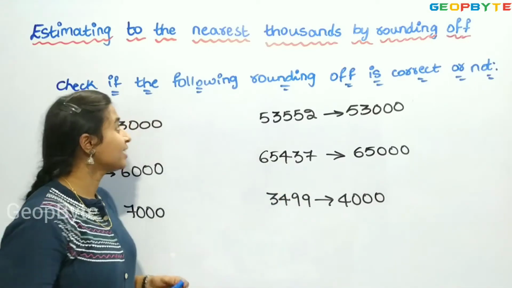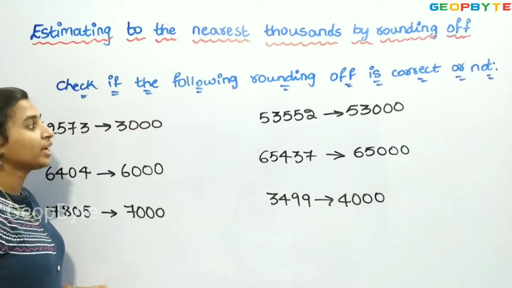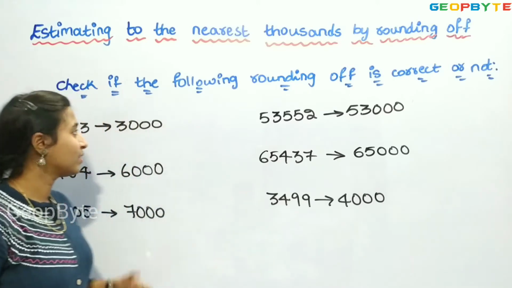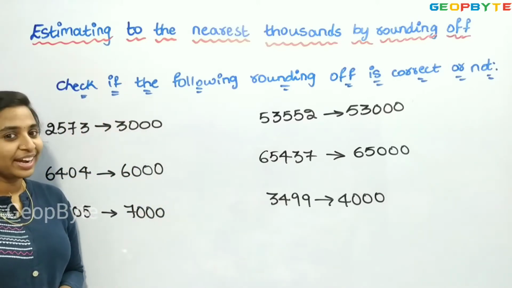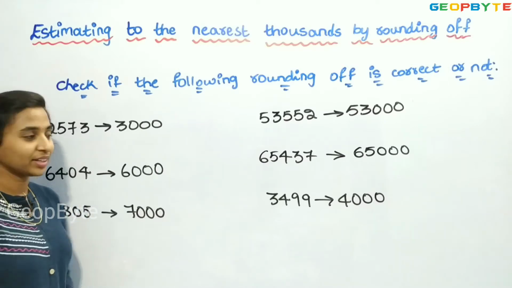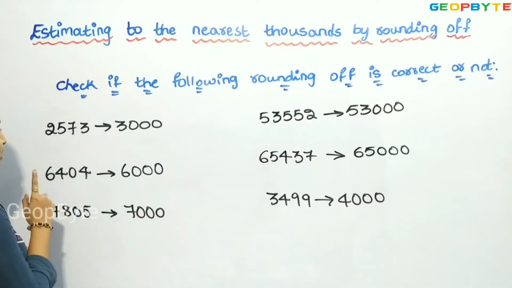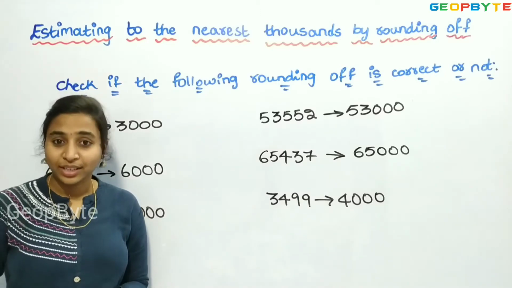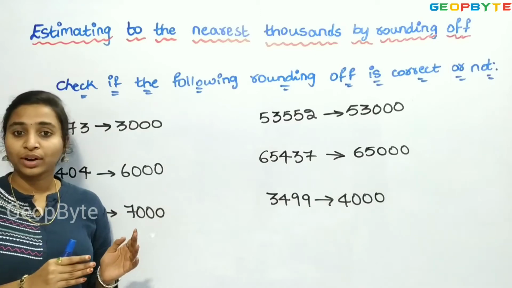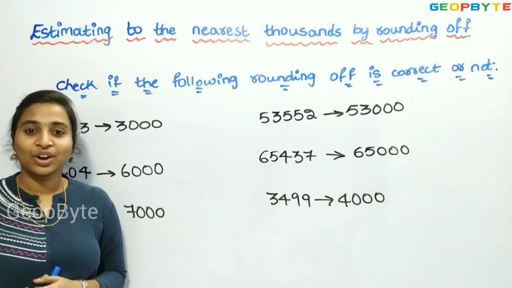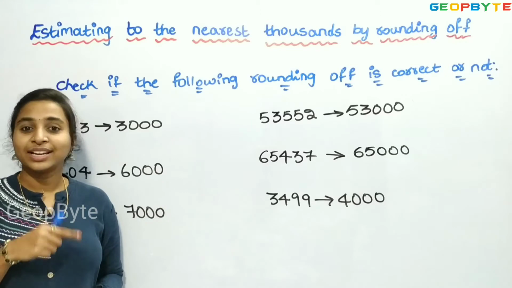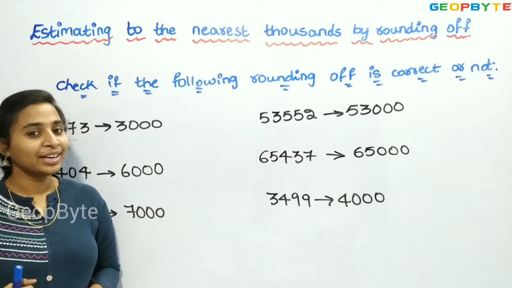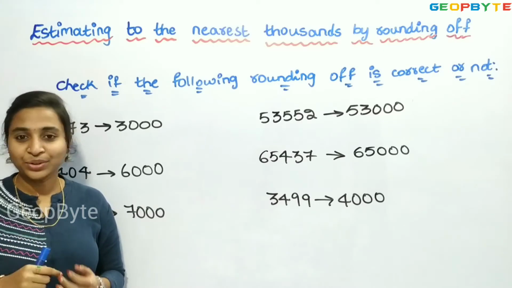Now let us check if the following rounding off is correct or not. Below we have numbers rounded off. Let us check whether they are correct or not. The first one is 2,573 rounded off to 3,000. The rule is from 101 to 499, it is rounded off to 100. From 501 to 999, it is rounded off to 1000.